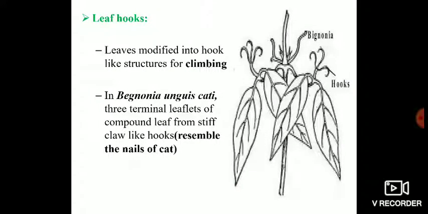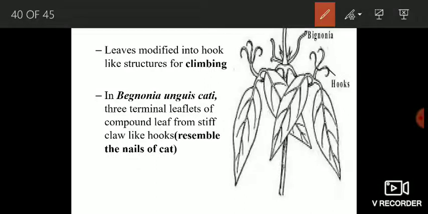Today we are going to discuss the remaining leaf modifications in angiosperms, and first of all, leaf hooks. Leaf hooks are the structures which develop from leaves, and these hooks help the plant in climbing. In Bignonia unguis-cati, for example, the three terminal leaflets of the compound leaf become modified and form stiff claw-like hooks which resemble the nails of a cat.